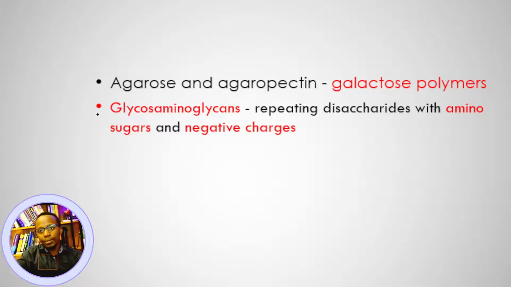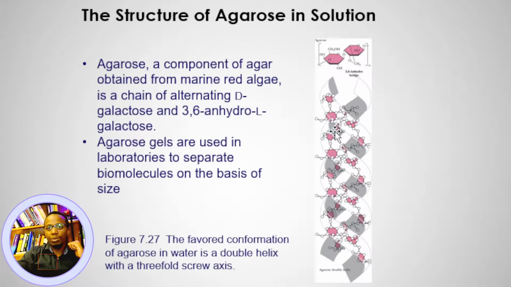But just look at the name, right? Glycosaminoglycans. So it's a glucose that has amine in it. So it's an amino sugar, right? And these ones are pretty interesting, and we'll talk a little bit more about them.